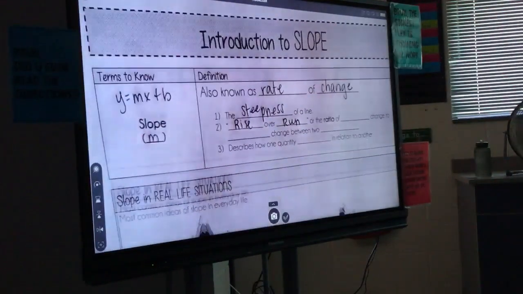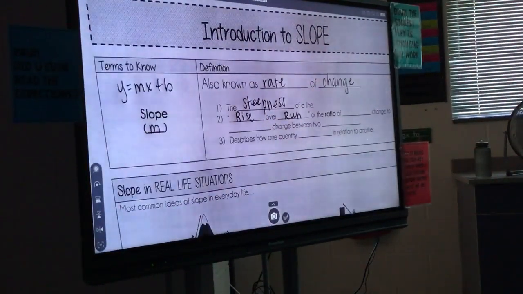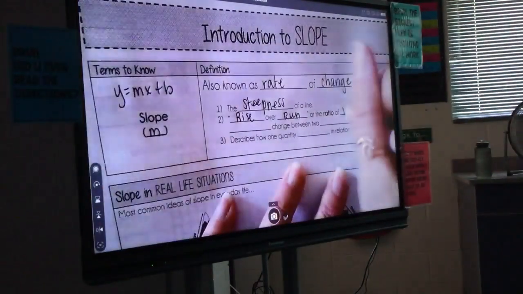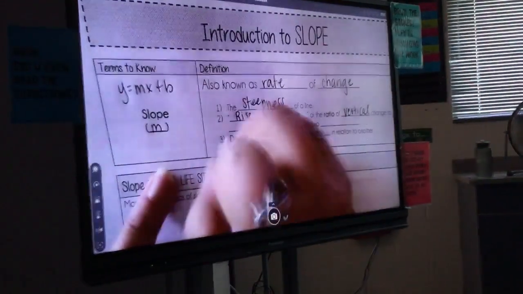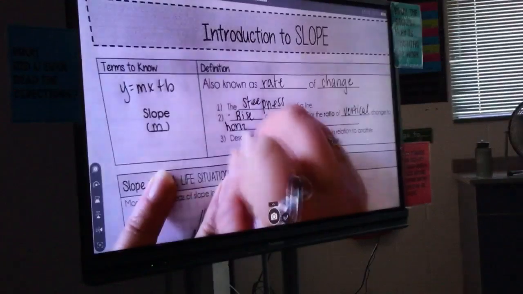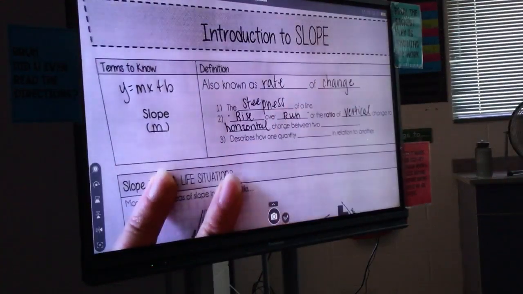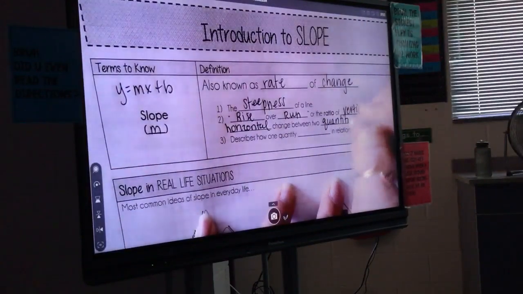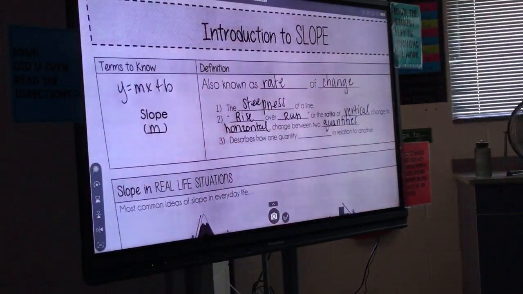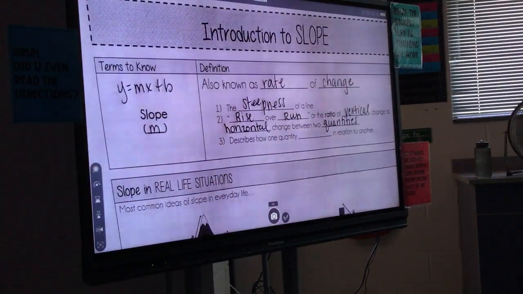And then your run is obviously the x. And it's a ratio of your vertical change to your horizontal change between two quantities. And essentially, slope is describing how one quantity changes in relation to another.